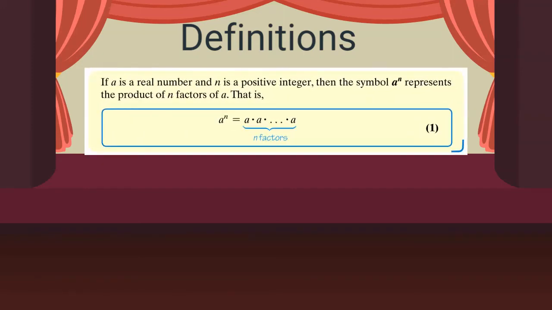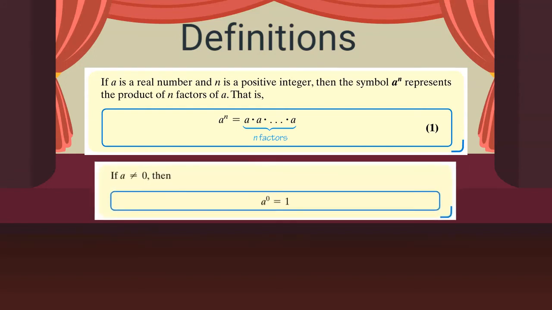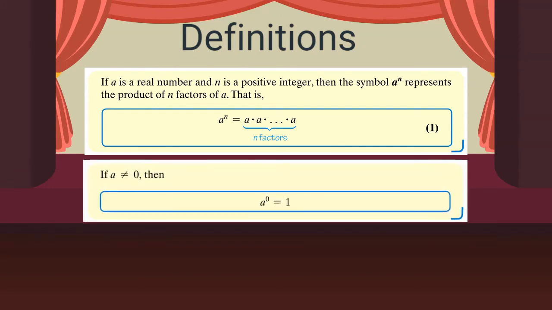We're going to take a minute and review some laws and rules of exponents. The first rule is that if a is a real number and n is a positive integer, then the symbol a to the nth represents the product of n factors of a. What that means is that we take a, which is called the base, and we multiply it by itself n number of times. N is the exponent. Next, we have the rule that if your exponent is ever 0, regardless of what your base a is, the value is always equal to 1.